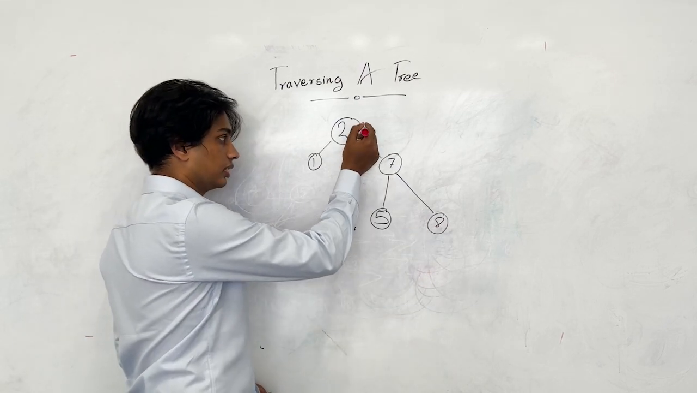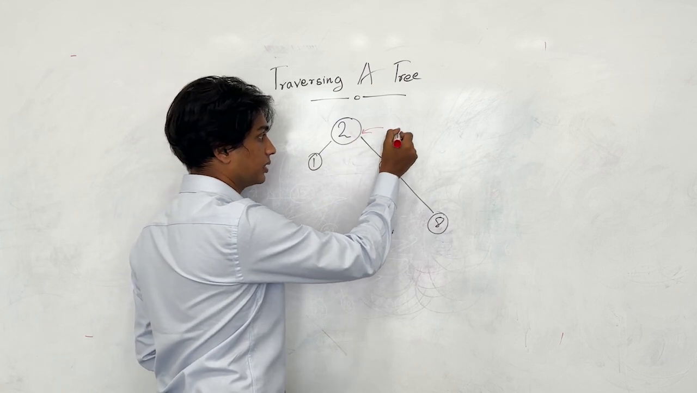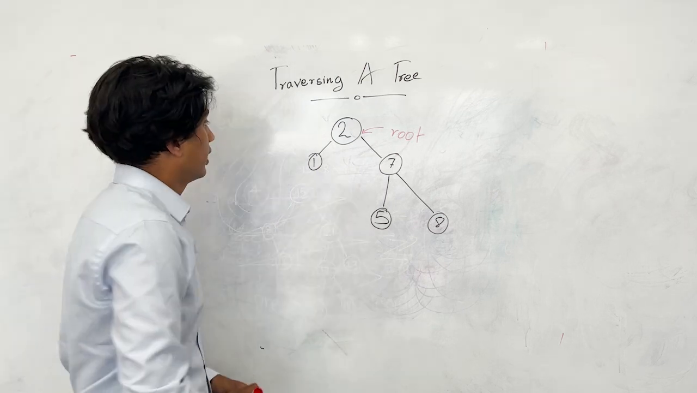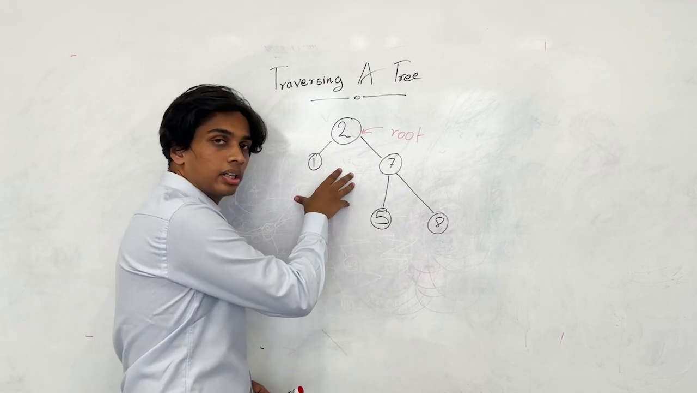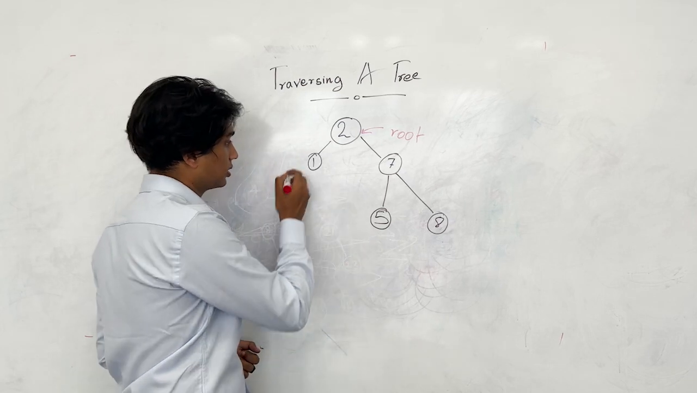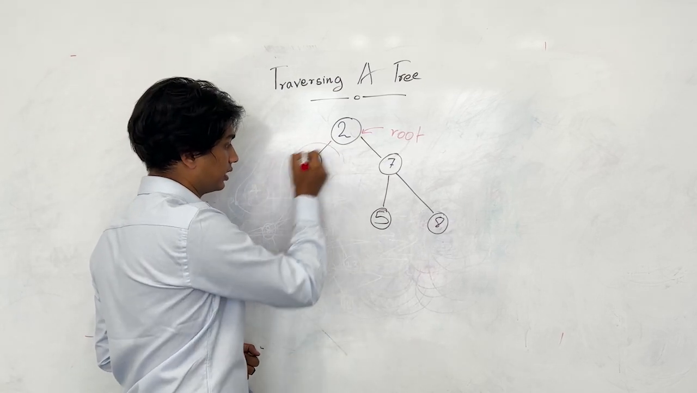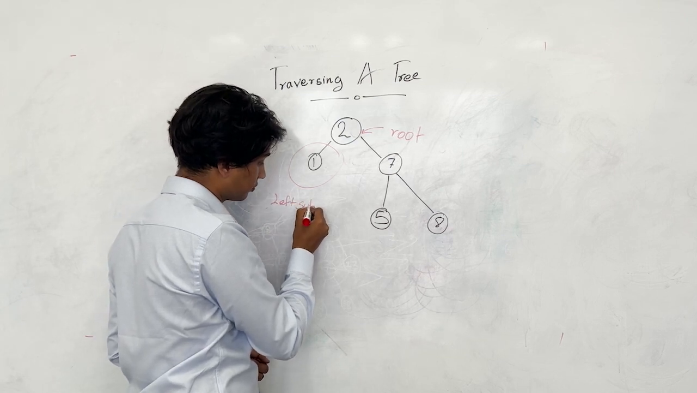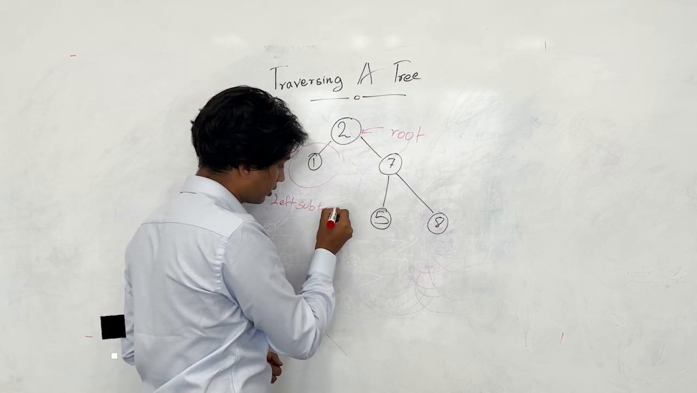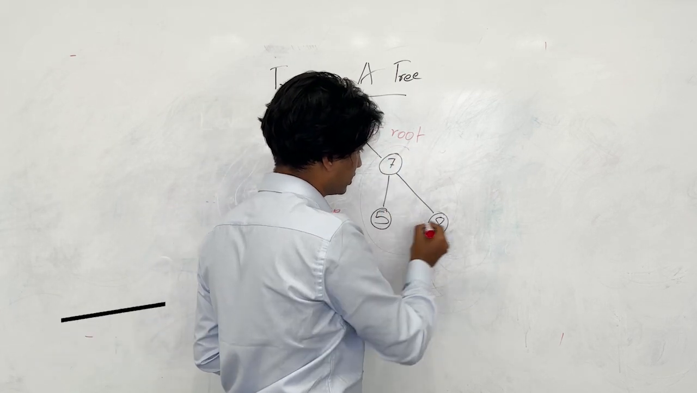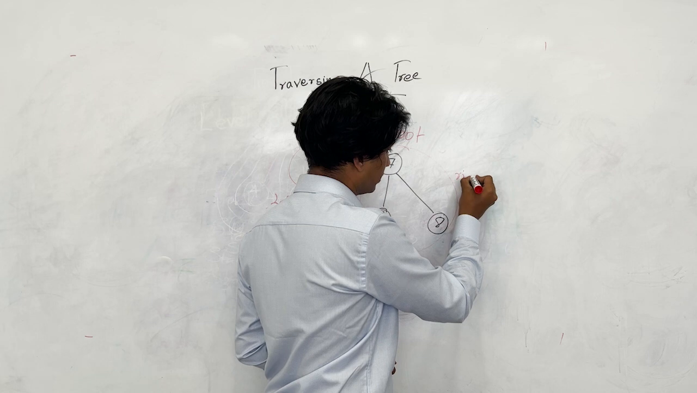This right here, we call this element the root. And in binary trees, there are always two separate parts. We call them subtrees. So this part right here, we call the left subtree, and this part here, we call the right subtree.